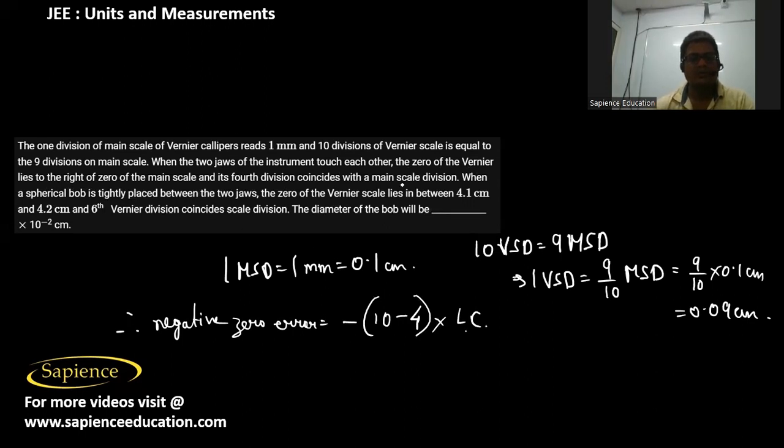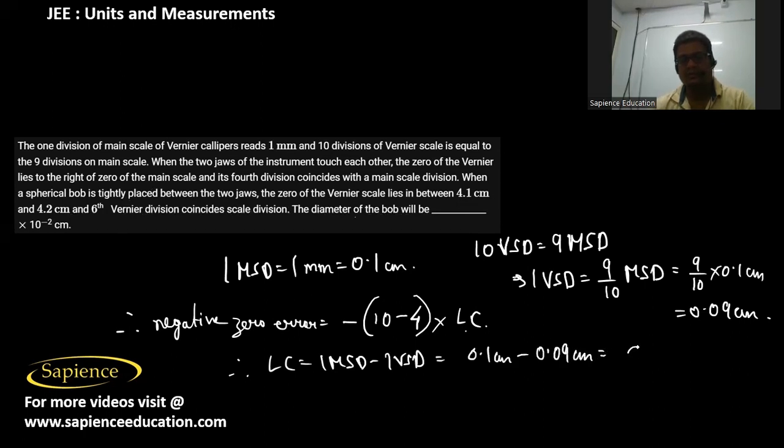And then it is told when a spherical bob is tightly placed in between the two jaws, the zero of the vernier scale lies in between 4.1 centimeter and 4.2 centimeter, and sixth vernier division coincides with the main scale division. The diameter of the bob will be, so now therefore the least count, that is 1 main scale division minus 1 vernier scale division, so that will be 0.1 centimeter minus 0.09 centimeter, so that will be 0.01 centimeter. Therefore the negative zero error will be equal to minus 6 into 0.01 centimeter. So that is minus 0.06 centimeter.